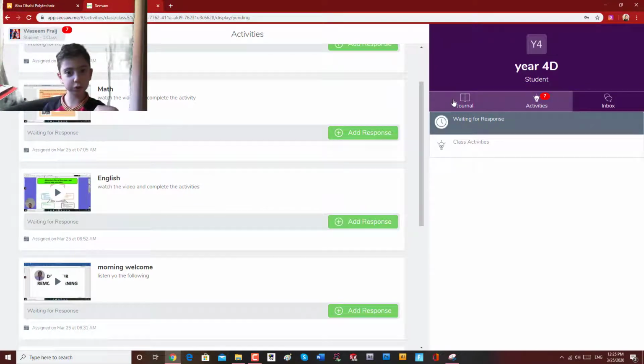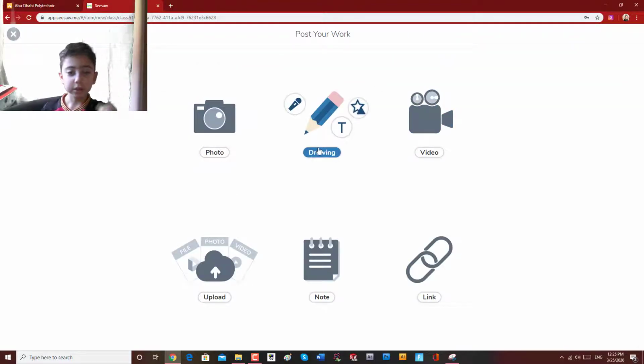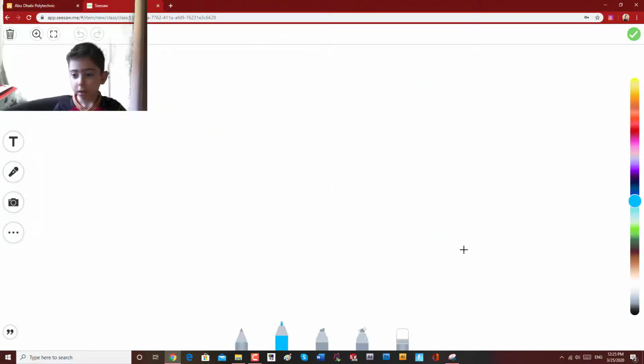So let's go to our journal. Let's add a story mountain. So guys, we're going to be drawing a story mountain. How do you think a story mountain would be? In my opinion, I think a story mountain would be just like this.